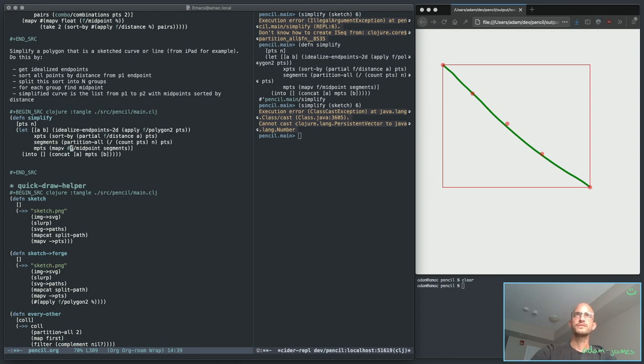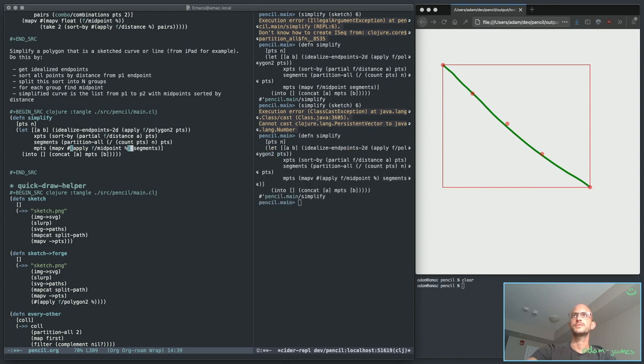I wonder if I have to do this. Apply f slash midpoint to the things from the segments. Let's see here. Oh, come on. Let's get that spam out of here. No good.